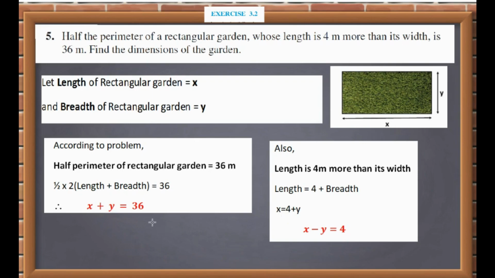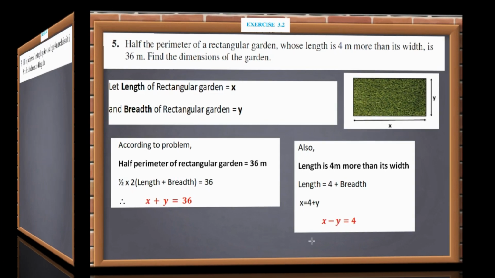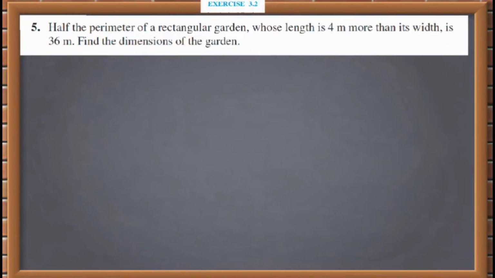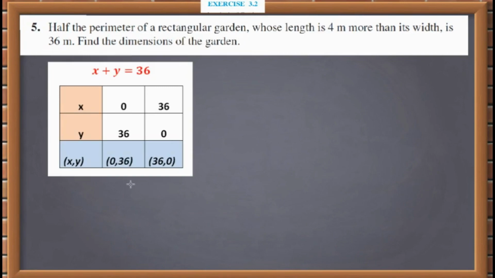So these are the two linear equations. Now we are going to represent these equations in the graph. These equations in the graph are nothing but straight lines. To get straight lines, we require 2 points. Let us see those points now. Now we are going to get the points based on the two linear equations. So the table looks like this. x plus y is equal to 36. The 2 points are 0 comma 36 and 36 comma 0.